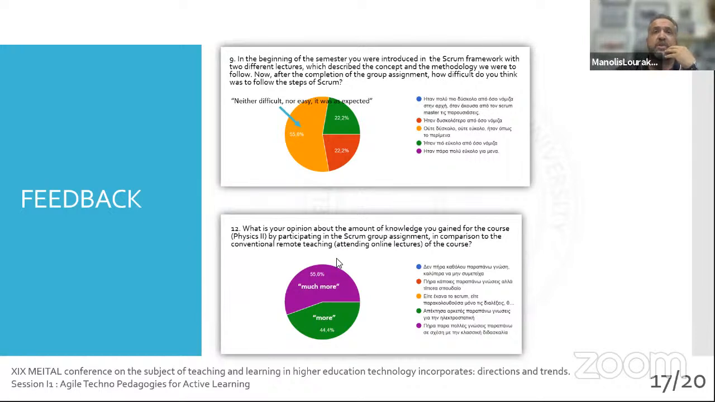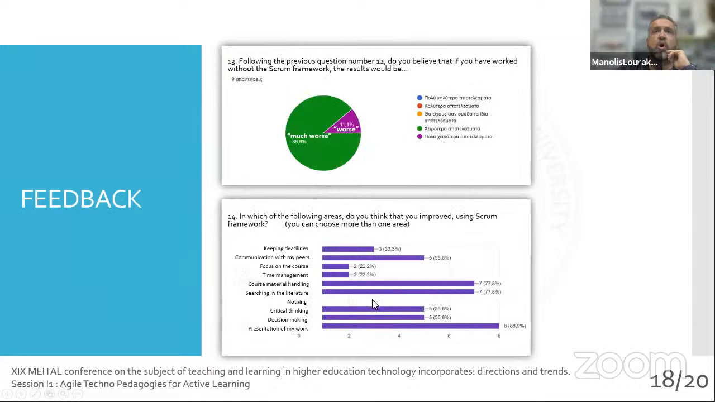So the positive thing is that at the end of the Scrum, the majority of the students answered that it was neither difficult nor easy. It was as expected. That means we succeeded at guiding them in this process. And this answer here is very promising. The majority of the students, almost all, believe that they gained more knowledge using this Scrum framework in group assignments than just attending the class. Following the last question, and this is very promising for the Scrum framework, almost all of the students thought that the Scrum framework helped them conduct the teamwork better.